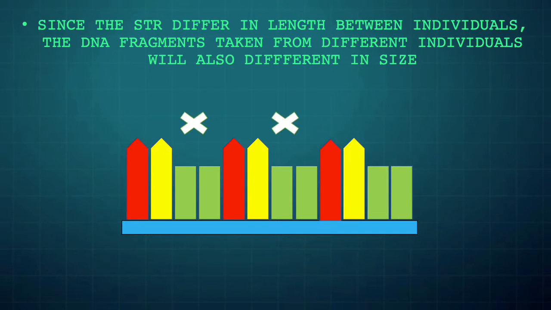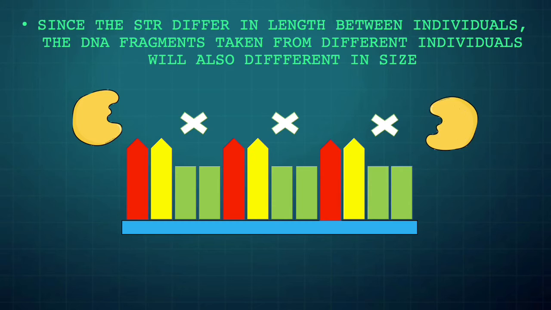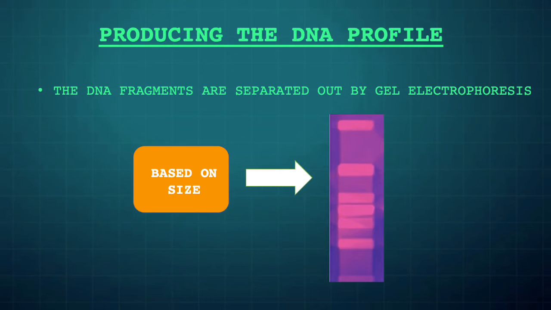Since the STR differs in length between individuals, the DNA fragments taken from different individuals will also be different in size. So, for example, if someone has many repeats and the enzyme is unable to cut within the area, the enzyme is going to cut on either side, leaving a long fragment, whereas if someone only has 2 repeats, like shown in the figure, then the fragment is going to be much shorter. So people have different repeats and different places for these repeats, and therefore they will have different fragment lengths of DNA, producing the DNA profile.